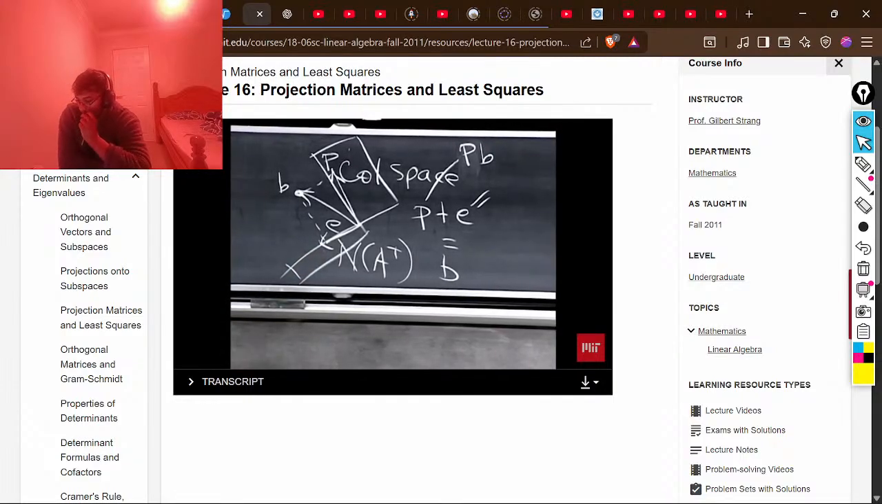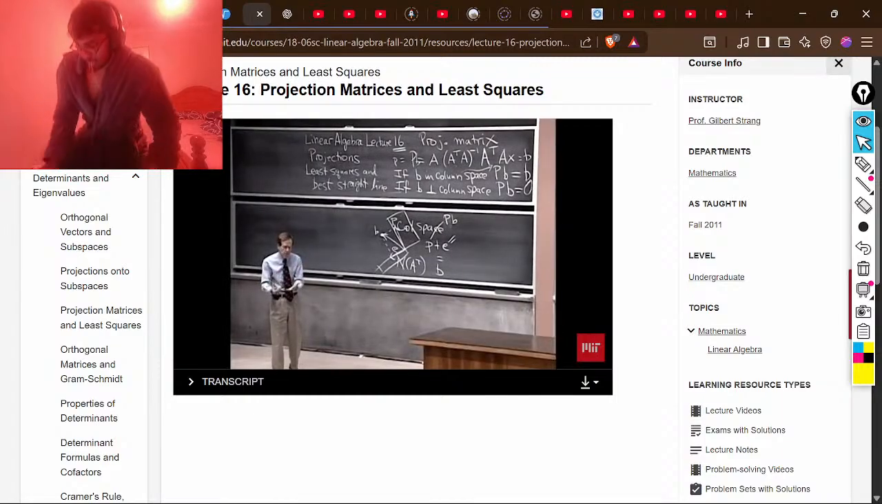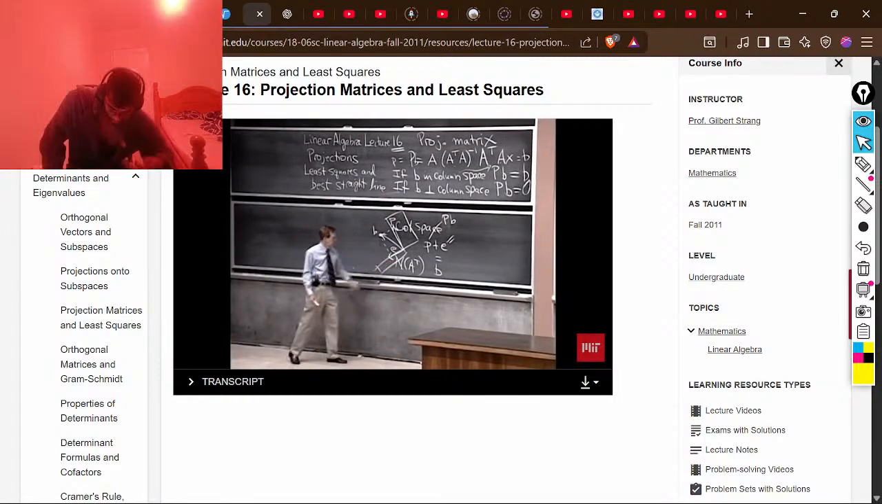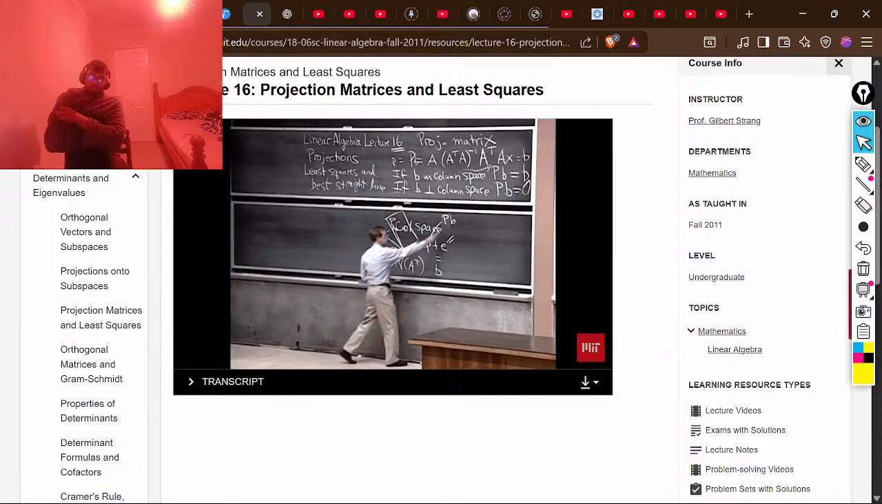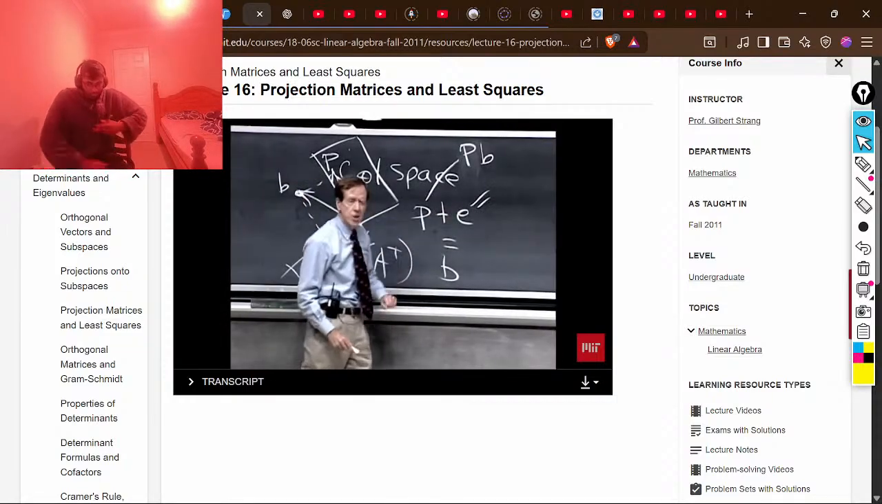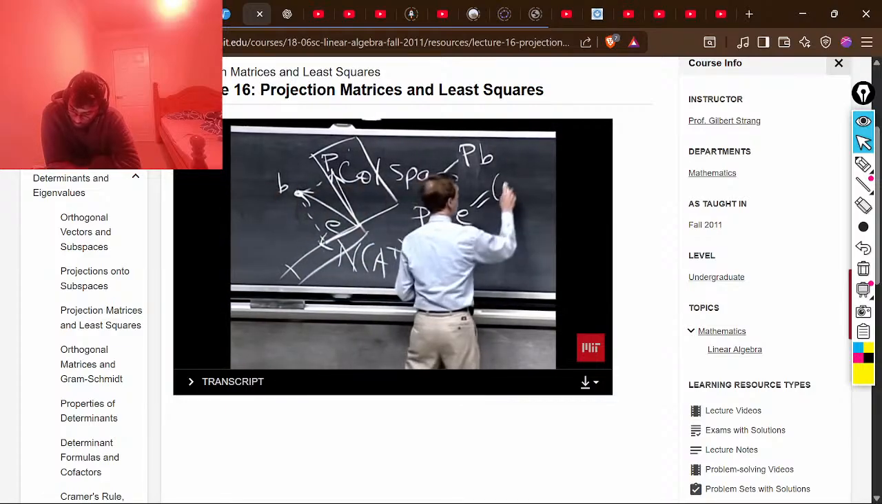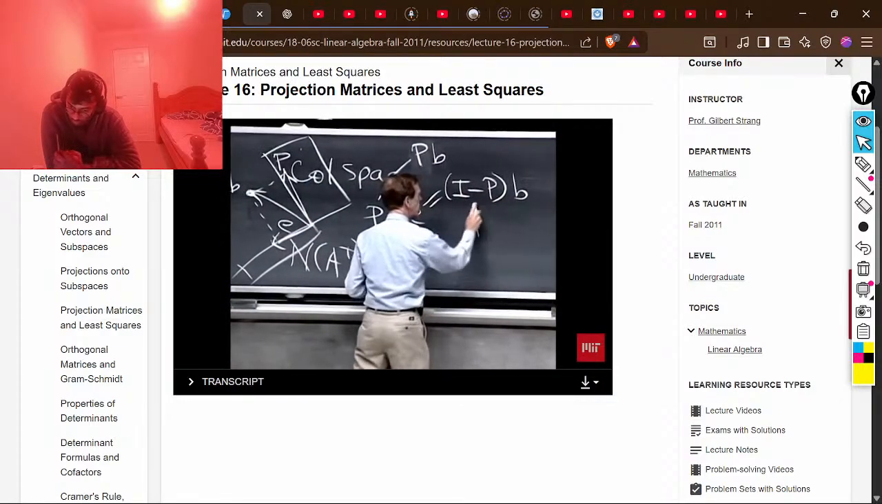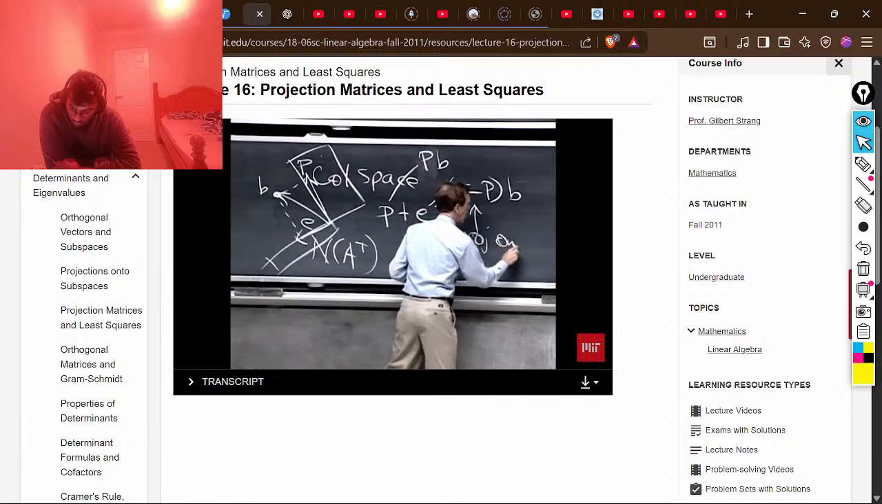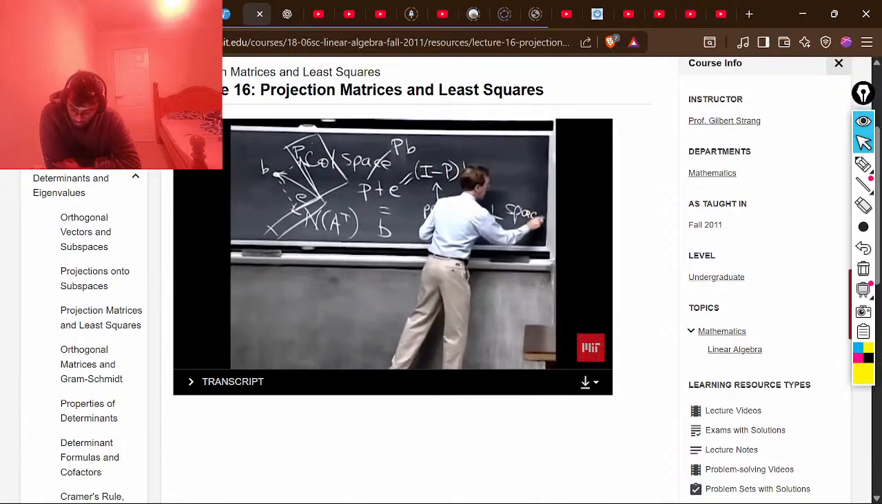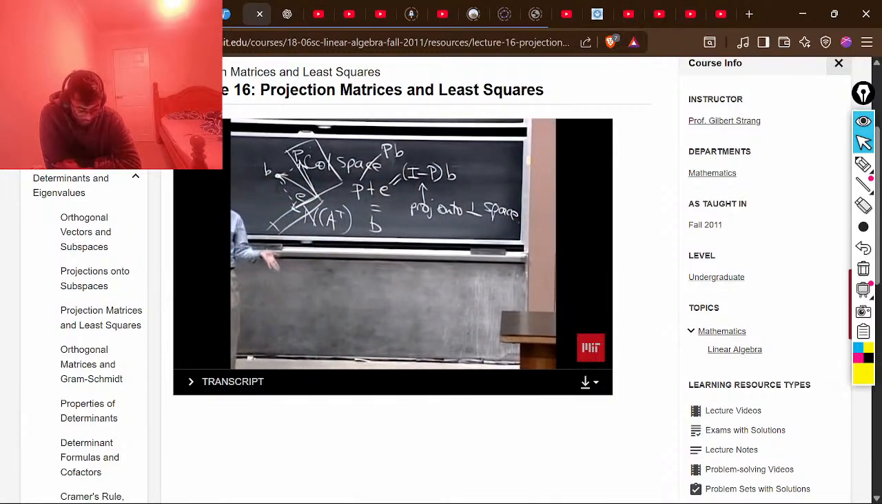Suppose I ask you for the projection matrix onto this perpendicular space. So if this projection was P, what's the projection that gives me E? What I want is to get the rest of the vector, so it'll be just I minus P times D. That's a projection too. That's the projection onto the perpendicular space. Okay. So if P is a projection, I minus P is a projection.